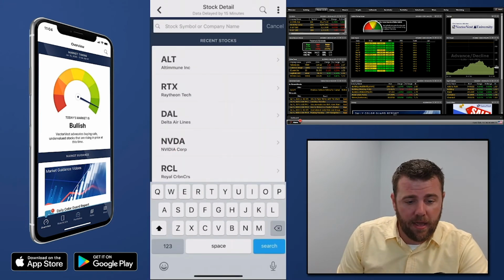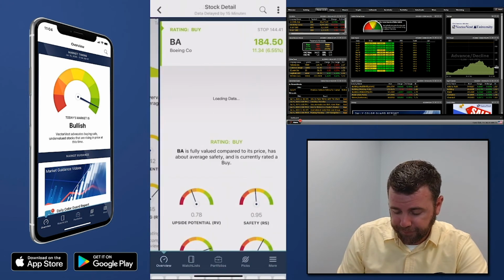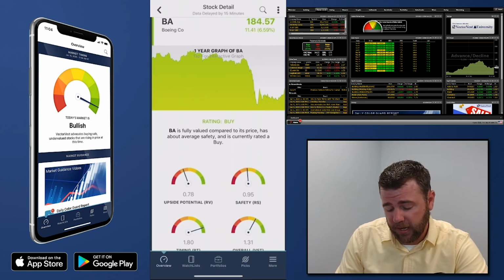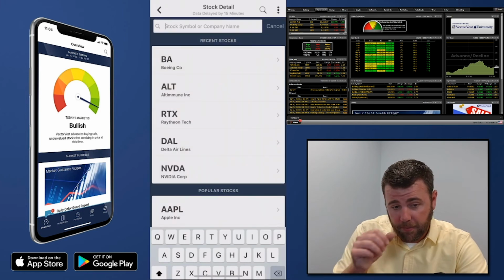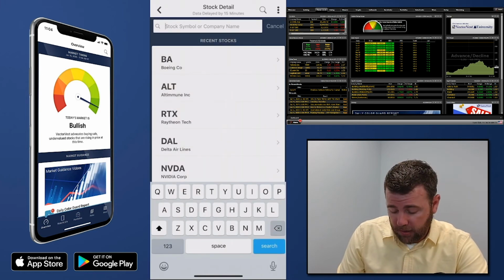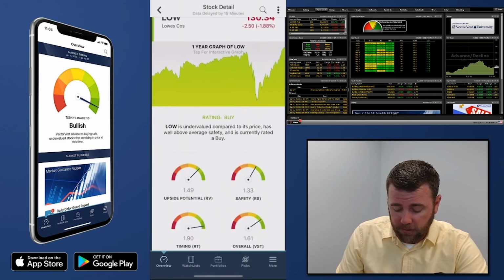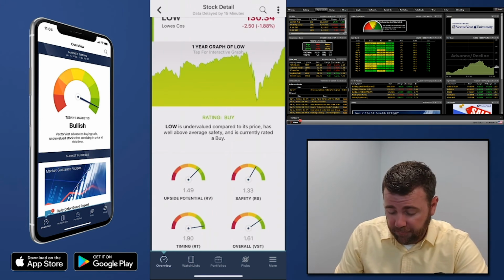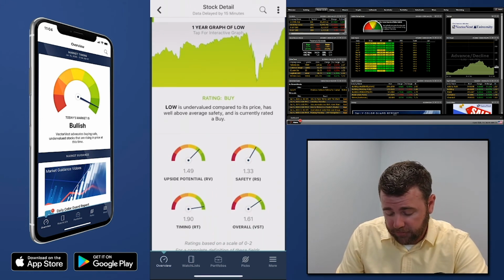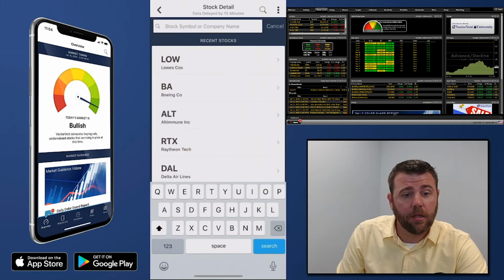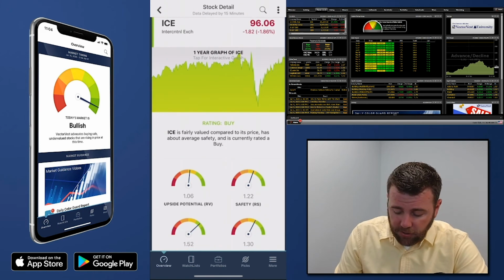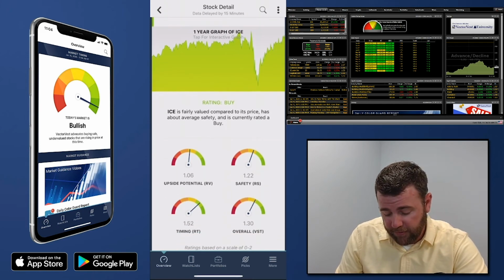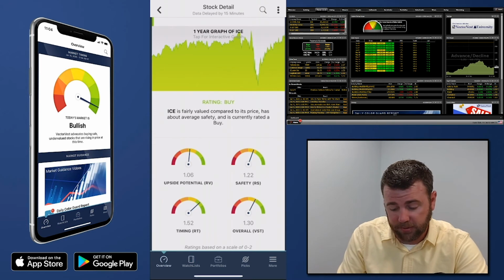Let's see, BA. BA, poor long-term potential, a lot of risk associated with it, but you do have some momentum finally starting to pick back up for this stock, so therefore it's favorable. LOW. LOW, good long-term potential, less risk associated with it, nice strong uptrend, therefore the stock's favorable. Let's see, ICE. About average long-term potential, good safety, however, nice steady uptrend, therefore stock's favorable right now.